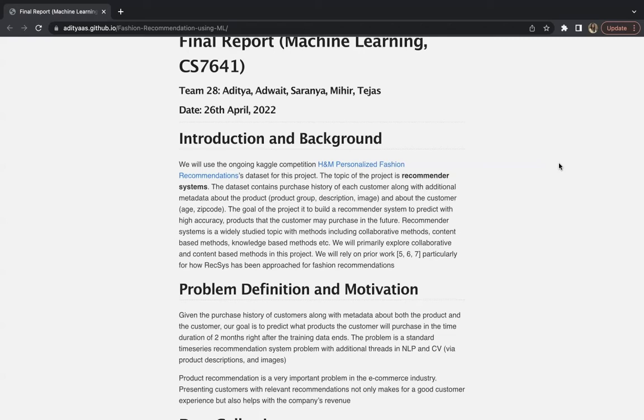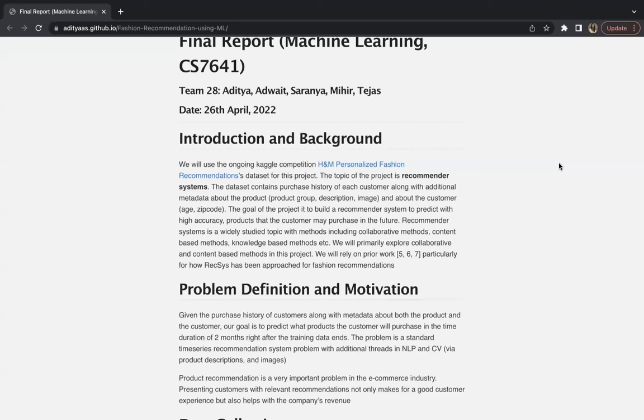Our first step was to perform preliminary data exploration and pre-processing. The data set consisted of three CSV files, the first being articles, which consisted of product features such as product group, description, etc., customers containing customer features such as age, ID, zip code, etc., and the transactions file consisting of purchase history of the customers.